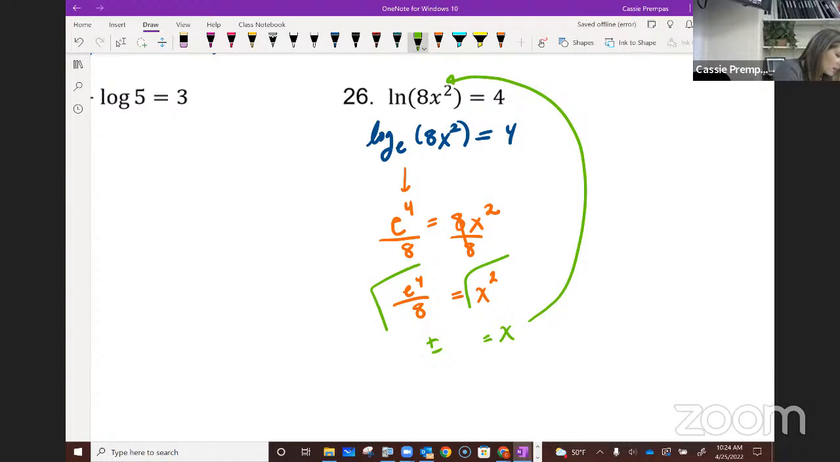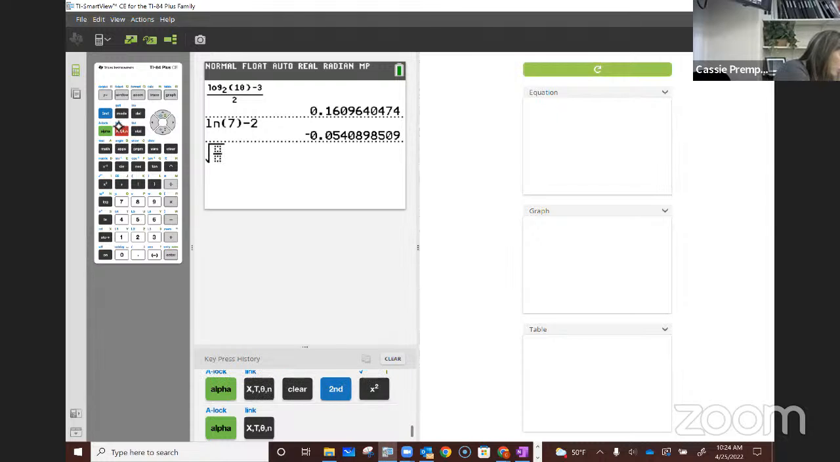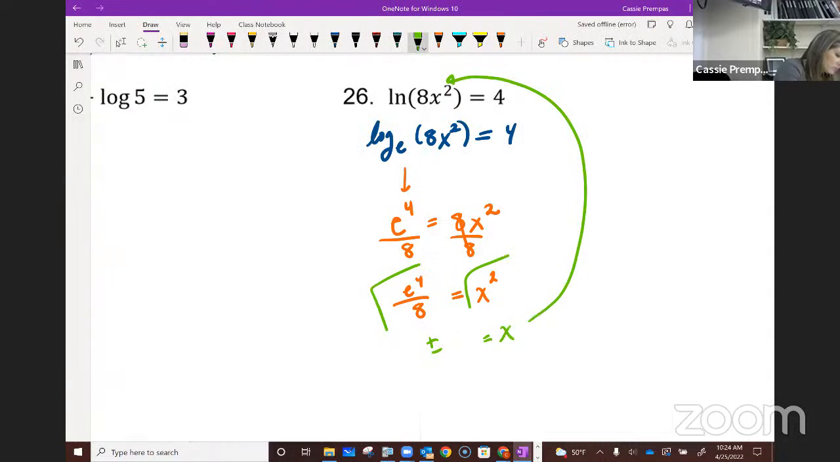So on my calculator, I'm going to determine the square root of e to the 4th over 8. To access e, you press second ln. And I want to make sure I include the plus and the minus answer. So it'd be 2.612 and negative 2.612. How do I put in a fraction? You can go alpha y equals, and then n over d would give you numerator over denominator.